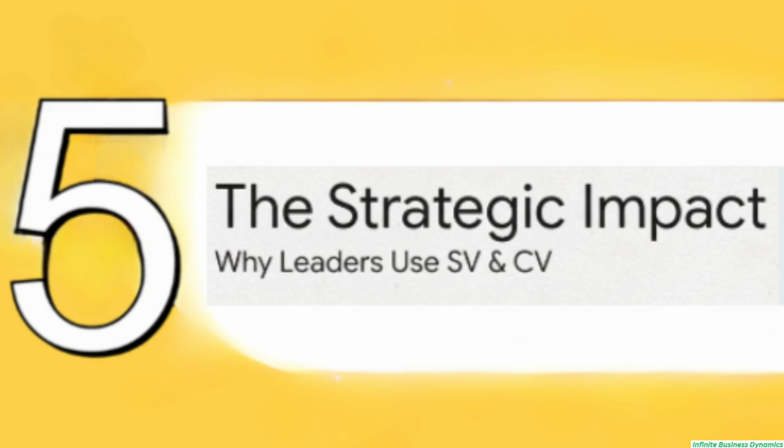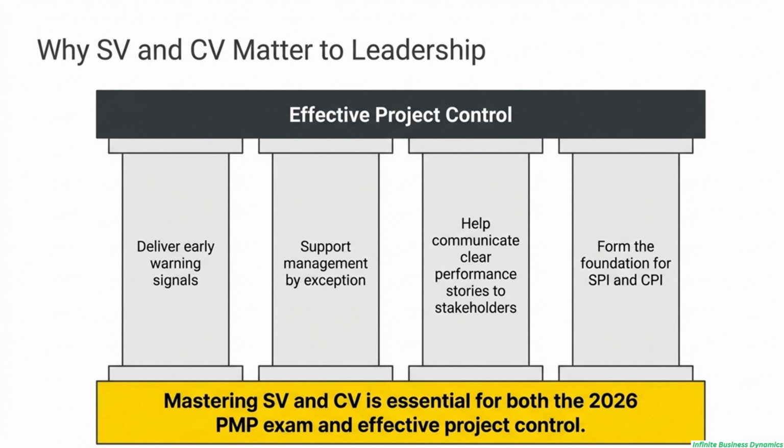So let's zoom out for a second and tie this all together. What is the real strategic impact here? Why do business leaders and senior executives rely so heavily on these two simple metrics? It's because SV and CV are the absolute bedrock of effective project control. They are your early warning system. They let you be proactive, to get ahead of problems before they spiral out of control. They let you manage by exception, which just means you can focus your limited time and energy on the parts of the project that actually need your help.